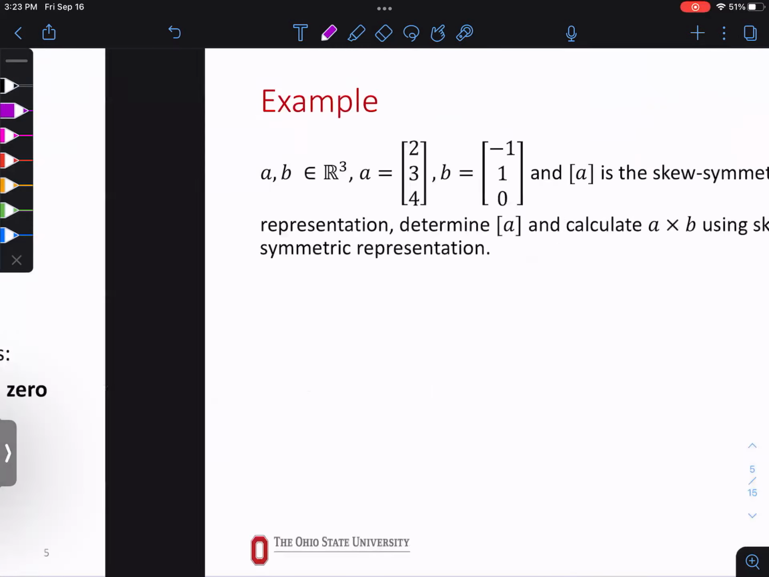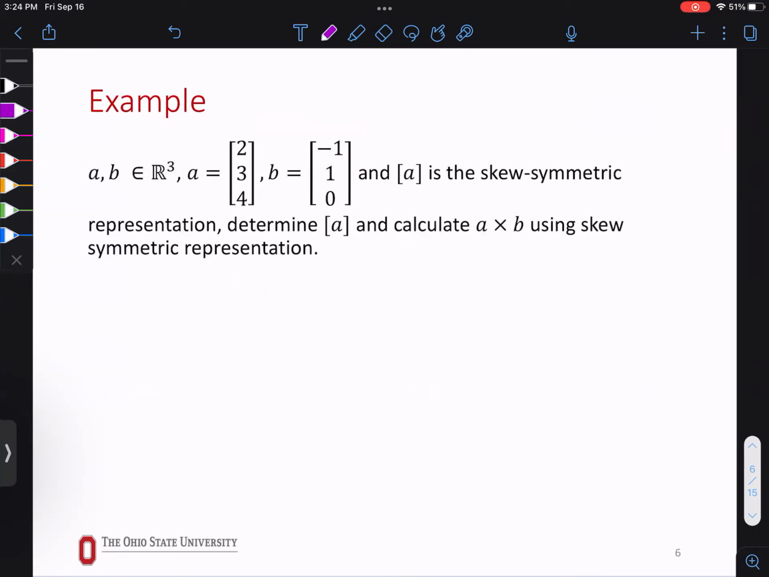Now, here's an example. If A and B are as such, and bracket A is defined as a skew symmetric, I want you to show me what the skew symmetric of A is, and then calculate A cross C using the skew symmetric method, not cross product.